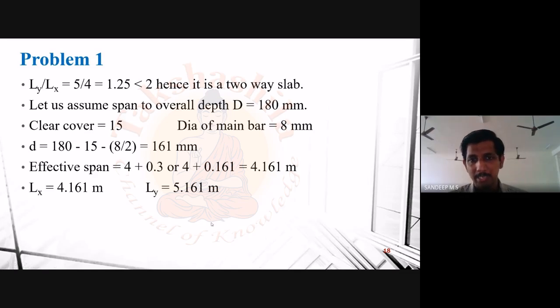The main reason why we are calculating the effective span here is that in the problem it is given as the interior dimension, the inside dimension. Again, we know that the slab will be extended over the supports. So we are calculating the effective span.